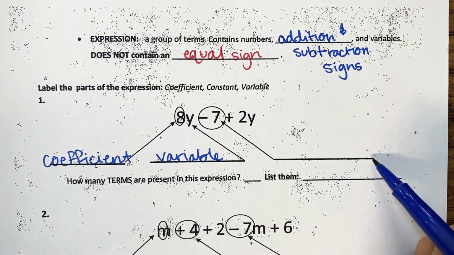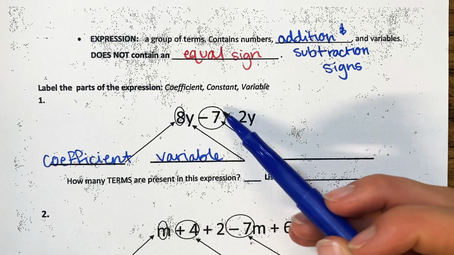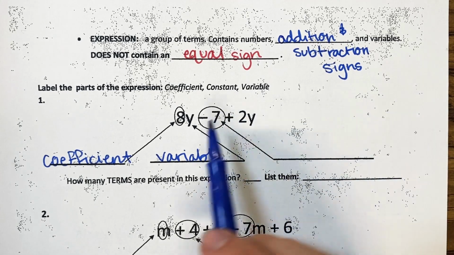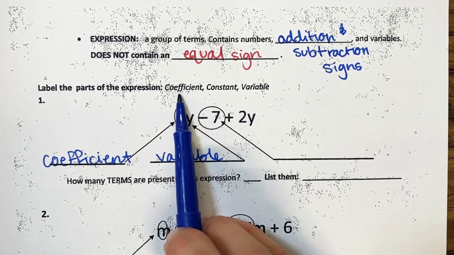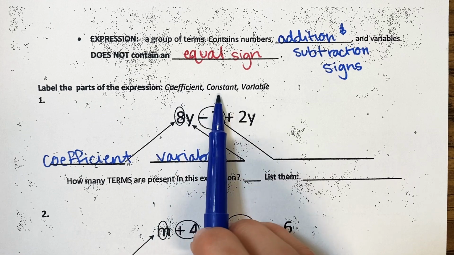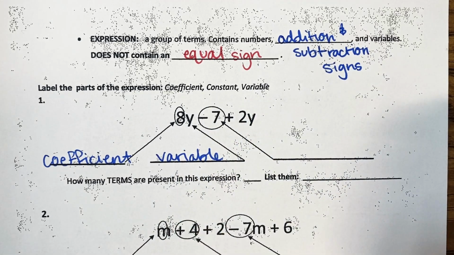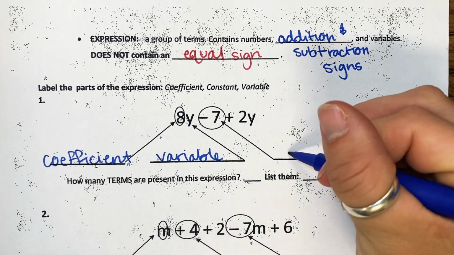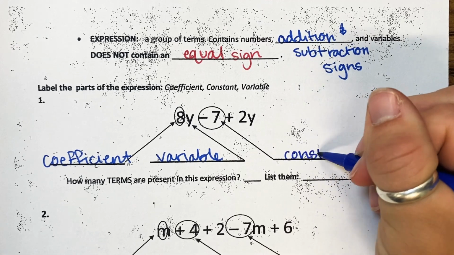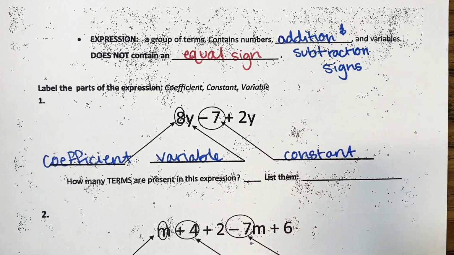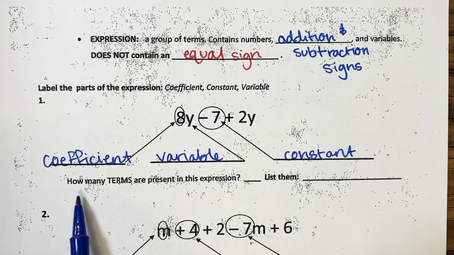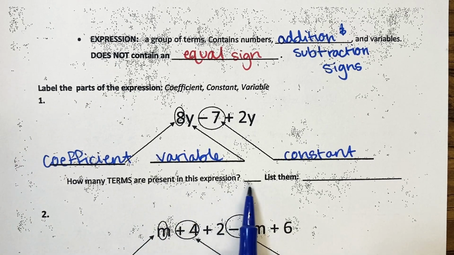Okay, so the last blank space is pointing to this -7 here in the middle. Is this a constant, a coefficient, or a variable? It's a constant. Okay, a constant is a number with no variables attached. Good job.